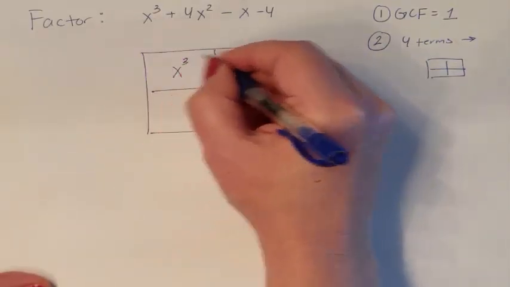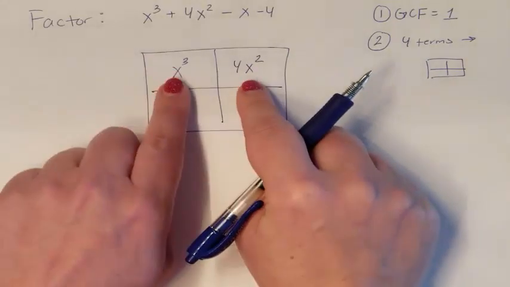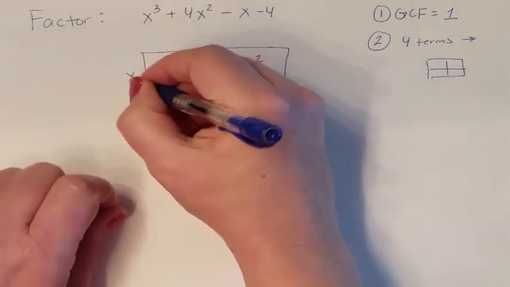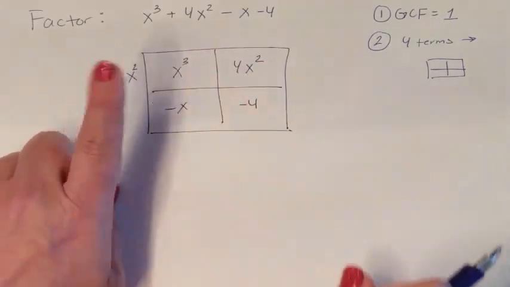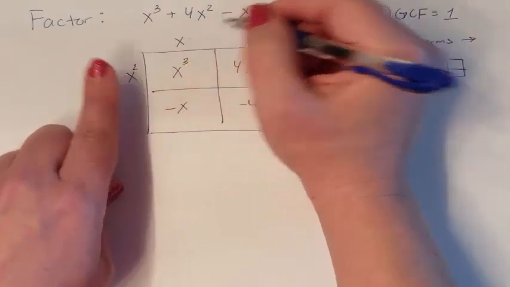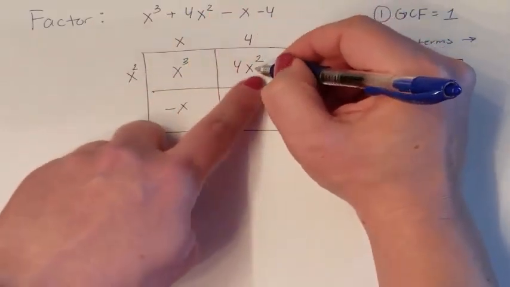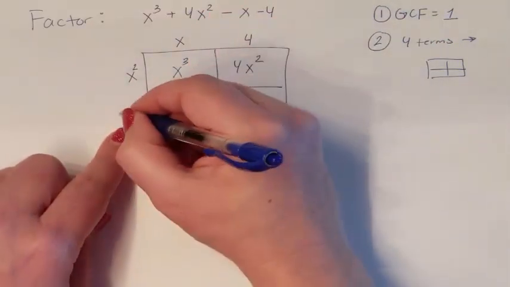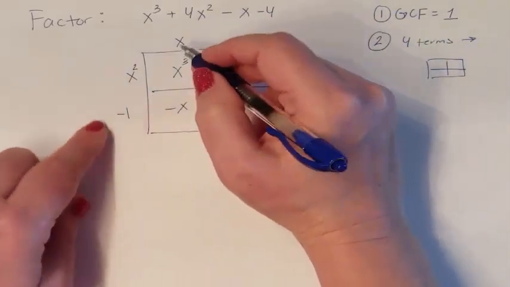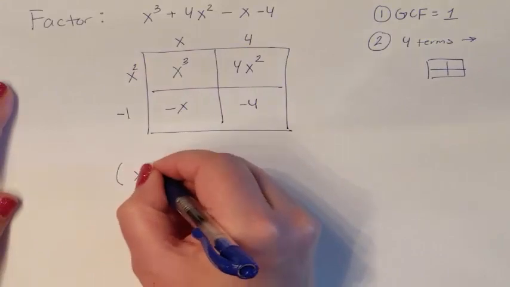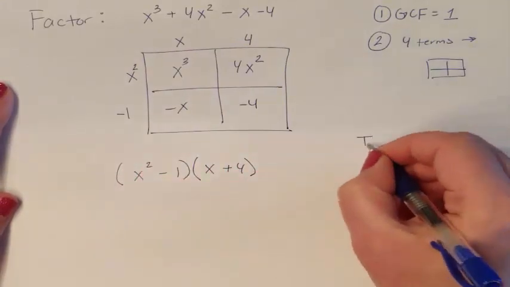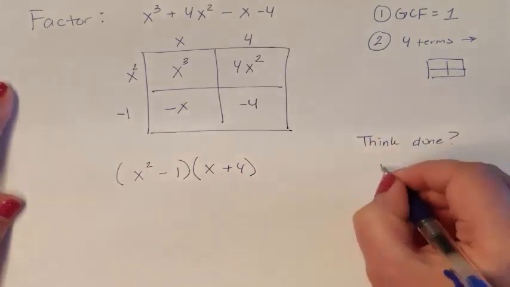So x to the third. Is there a GCF in common up here? They both share an x squared, but they do not share a common coefficient. So my GCF is just x squared. X squared times x is an x to the third. X squared times 4 gives me a 4x squared. 4 times a negative 1 gives me a negative 4. X times negative 1 gives me a negative 1x. So my answer is x squared minus 1 and x plus 4. So I just factored. So I actually think I'm done.